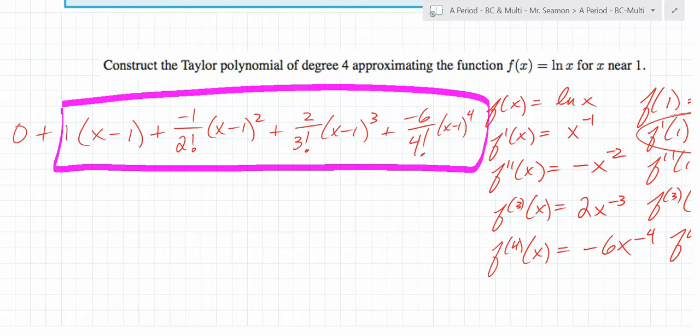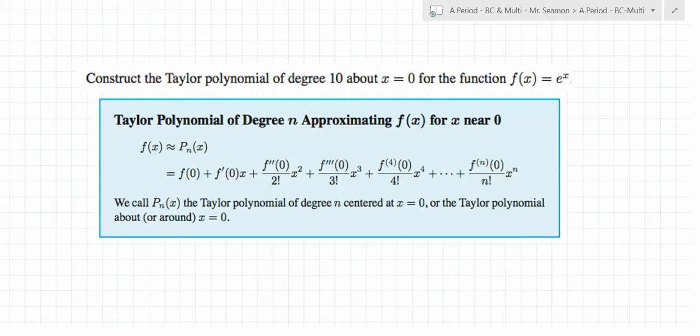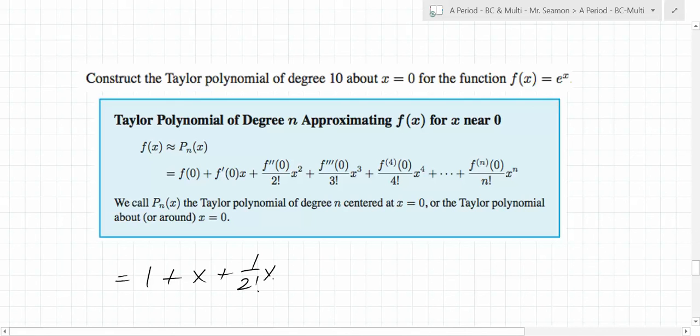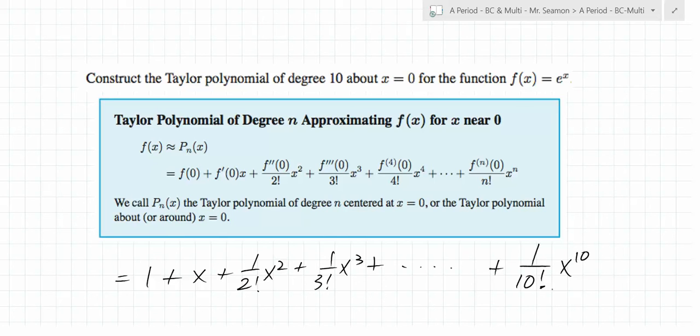Yes, James? So you end up with 1 plus x plus 1 over 2 factorial x squared plus 1 over 3 factorial x to the third plus all the way up to 1 over what? What's the last term going to be if you want this to be of degree 10? It's going to be x to the 10 over 10 factorial. There it is. Hey, look! You now know the Taylor polynomial of degree 10 approximating e to the x around 0. That sounds so cool. That's a great trick right there.